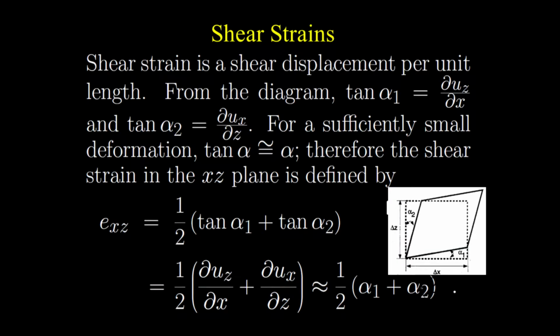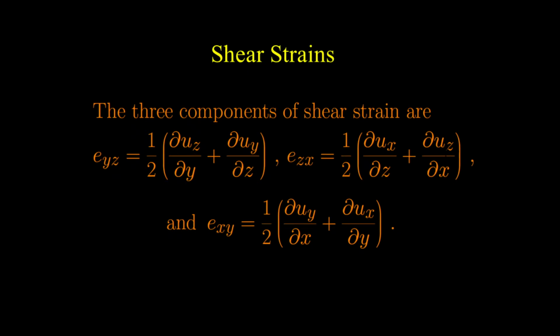Shear strain is a shear displacement per unit length. From this diagram, here are the definitions of tangent of alpha 1 and alpha 2. For a sufficiently small deformation, tangent alpha is well approximated by alpha itself. Therefore, the shear strain in the xz plane is defined by this formula. So here are the three components of shear strain.